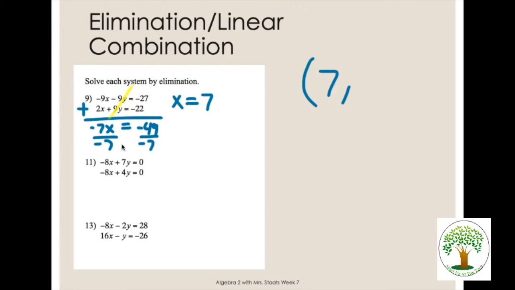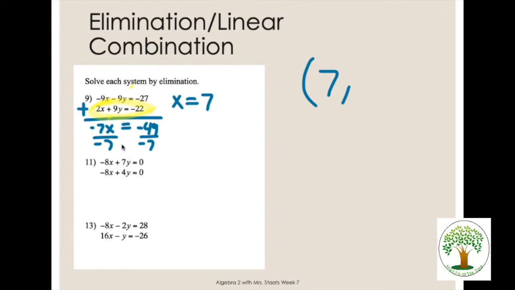Plug it into the simplest of the equations, and you might think that someone else's isn't simpler than yours. For me, I'm avoiding the negatives. I like the positive 9y in the bottom one. It has a positive y, and also a smaller negative. You want the bottom one or the top one? The bottom one. Okay, because they're mostly positive. So she wants this one down here.